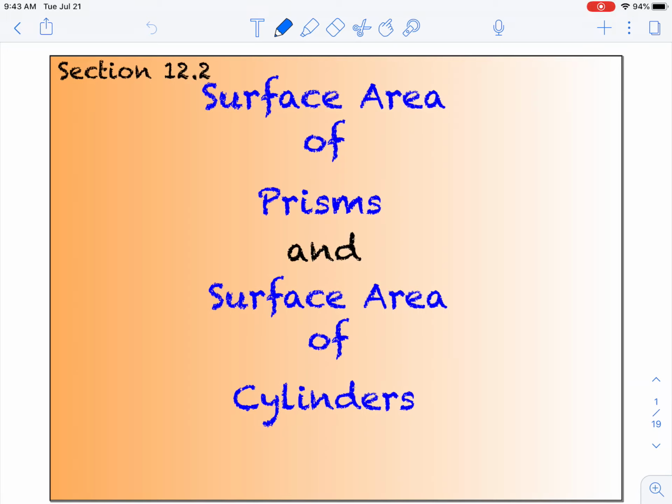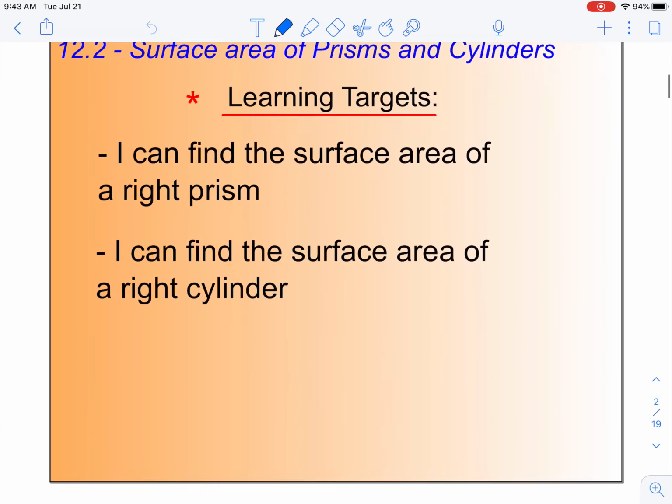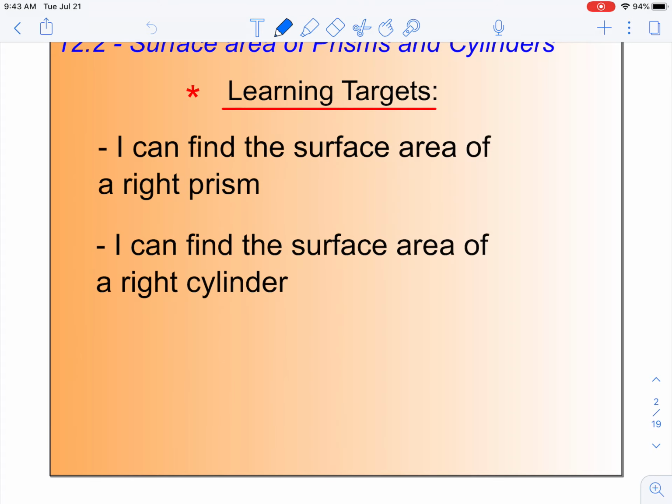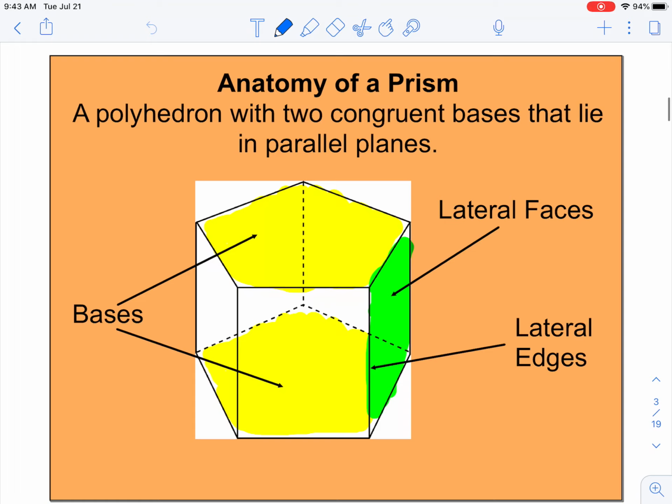Section 12.2, we're going to look at surface areas of prisms and cylinders. So we'll find surface areas of both of those and we'll describe what that really means. So again, here's the anatomy of a prism.